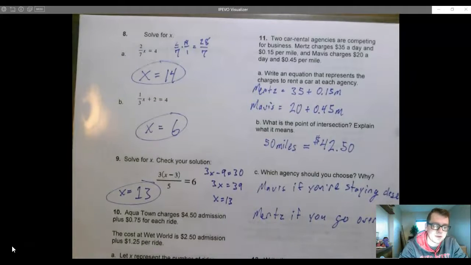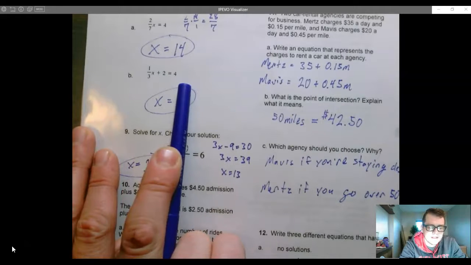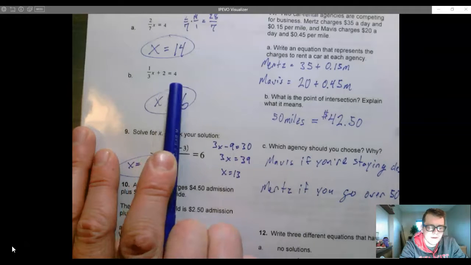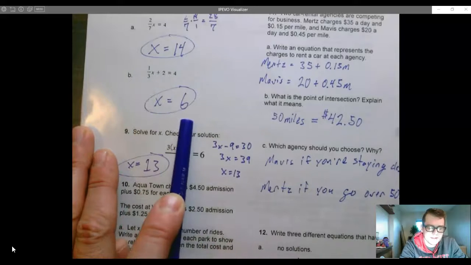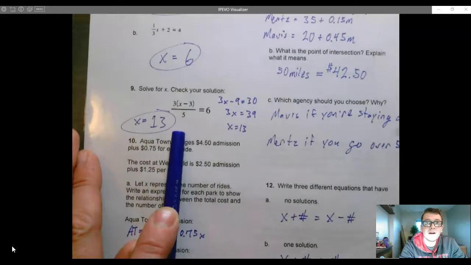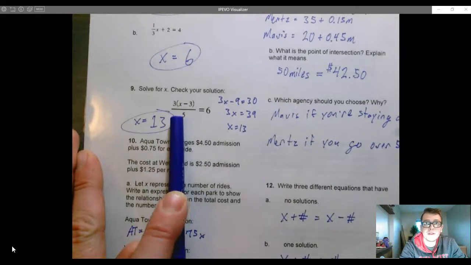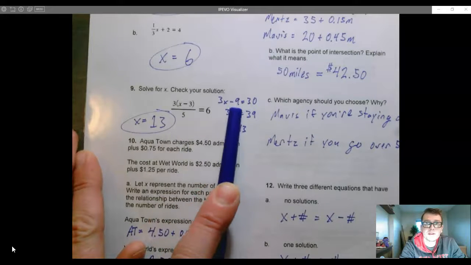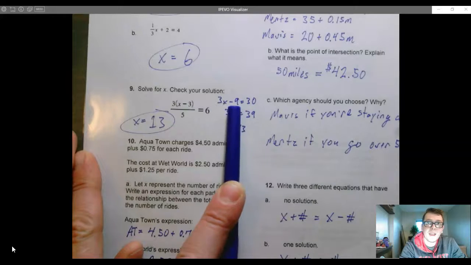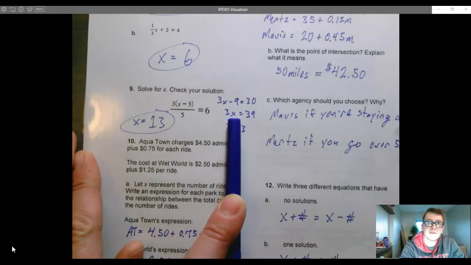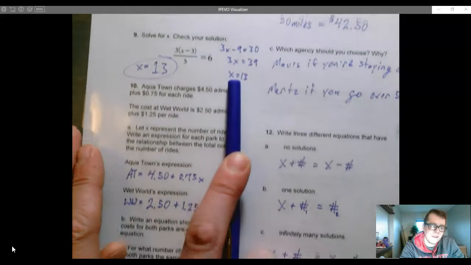I'm not writing stuff out, which might make this a little complicated. Here we would subtract 2 from both sides, getting 2 on the right side. Then we would multiply by 3 to get to just 1x, and that gives us 6. And in 9, as you can see, I multiply both sides by 5 to get rid of the division by 5. That's how we get to 3x minus 9. Of course, that makes my right side 30. I add 9 to both sides, resulting in 3x equals 39, and we get 13.